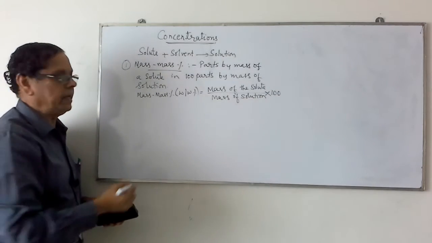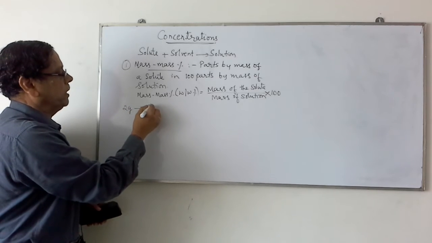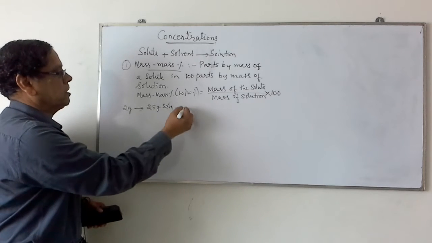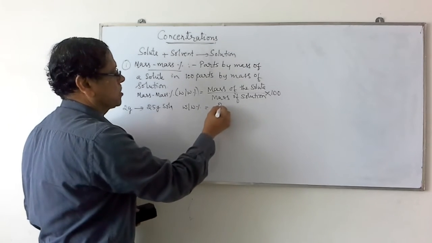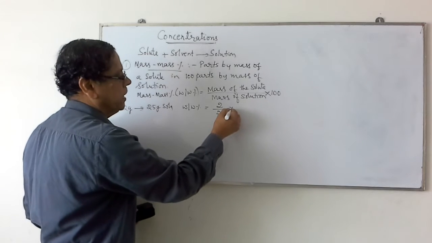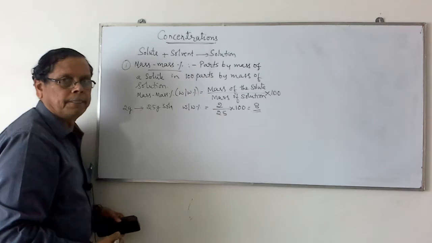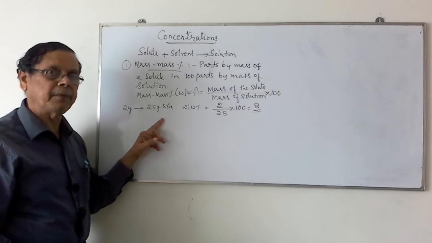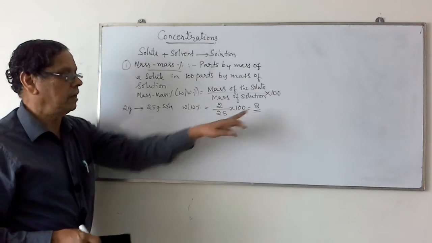Let us take one or two simple examples. Suppose I take 2 grams of a solute, dissolved in 25 grams of the solution. Then this mass percent or W by W percent is calculated as mass of the substance, 2, divided by mass of the solution, 25, multiplied by 100. So it is 8%. When we dissolve 2 parts by mass of the substance in 25 parts by mass of the solution, it is 2 by 25 into 100.